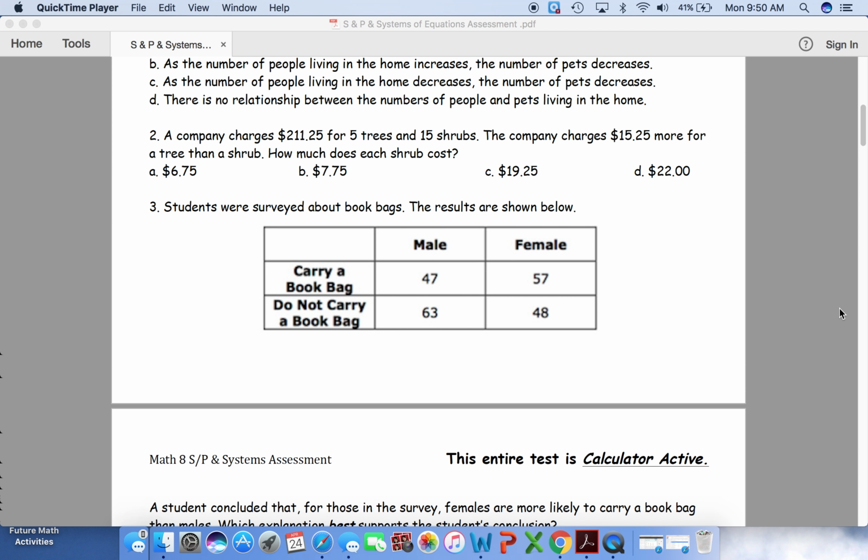Number 2. A company charges $211.25 for 5 trees and 15 shrubs. The company charges $15.25 more for a tree than a shrub. How much does each shrub cost? A. $6.75. B. $7.75. C. $19.25. D. $22.